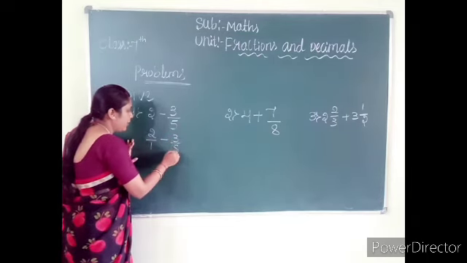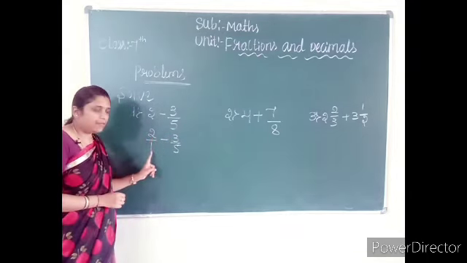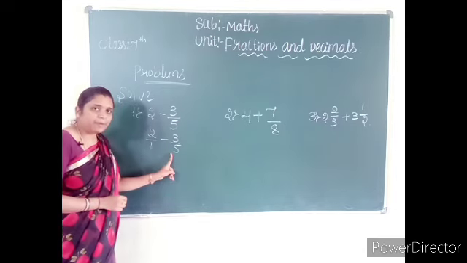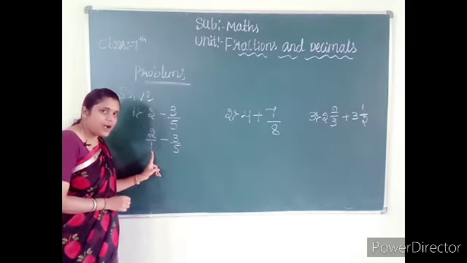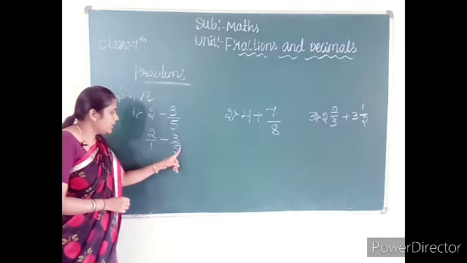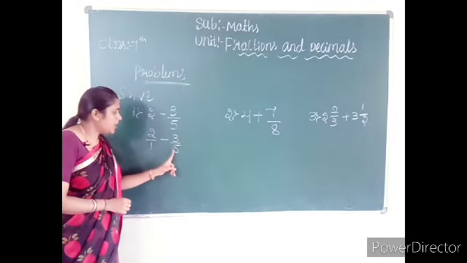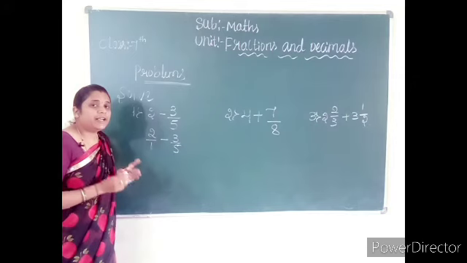Look here, 2 by 1 minus 3 by 5. The denominator is 1 here, and this is 5. You can convert this fraction and this fraction into like fractions.